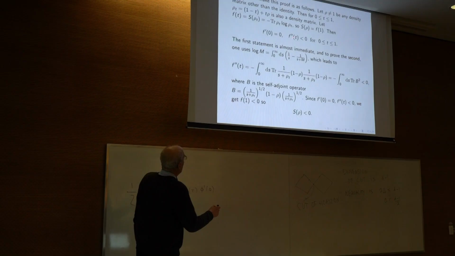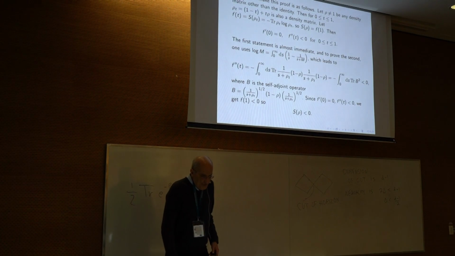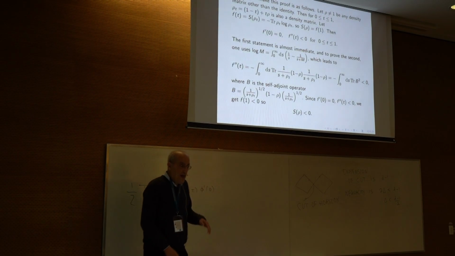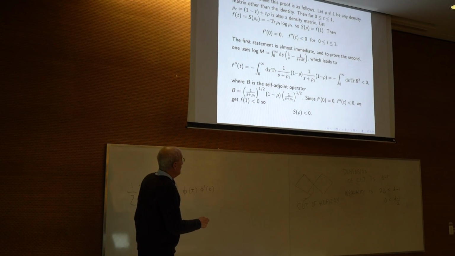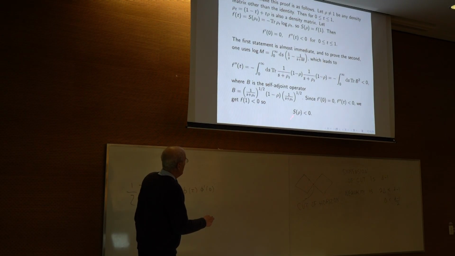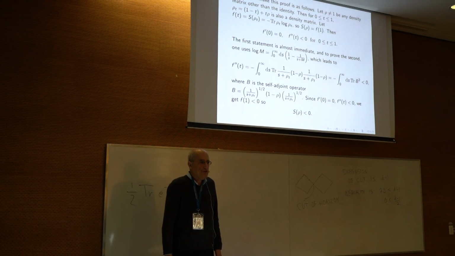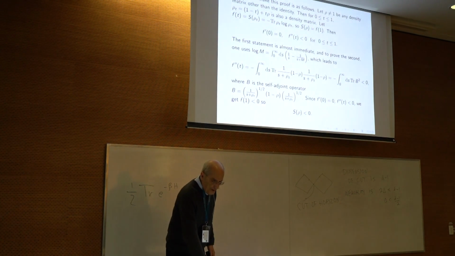That f double prime of t is negative for all t follows by this little calculation, which I'll leave you to think through later if you want to look at the slides. Since f of 0 is 0, f prime of 0 is 0, and f double prime is negative, we learn that f of 1 is negative, so S of rho is negative. So that proves that empty de Sitter space with the thermal distribution of the de Sitter entropy was the state of maximum entropy by this definition.